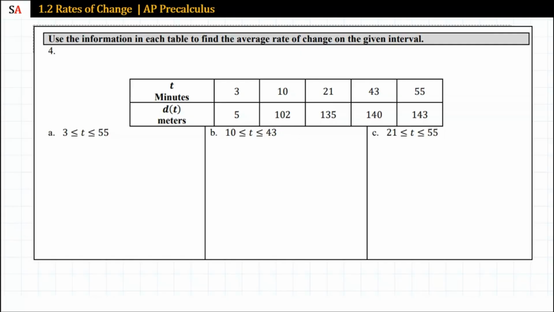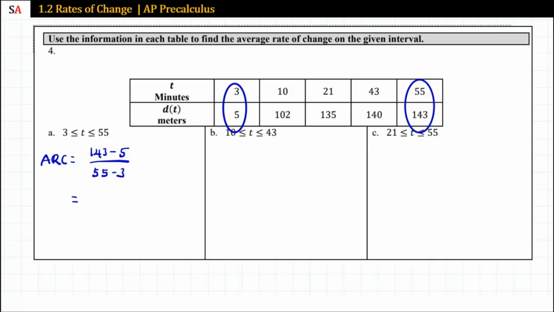Now let's move to the next problem. Use the information in each table to find the average rate of change on the given interval. From this table, the interval 3 to 55, what is the average rate of change? At 3 the corresponding y value is 5, and at 55 the corresponding y value is 143. So the average rate of change is y2 minus y1, that is 143 minus 5, over x2 minus x1, which is 55 minus 3.